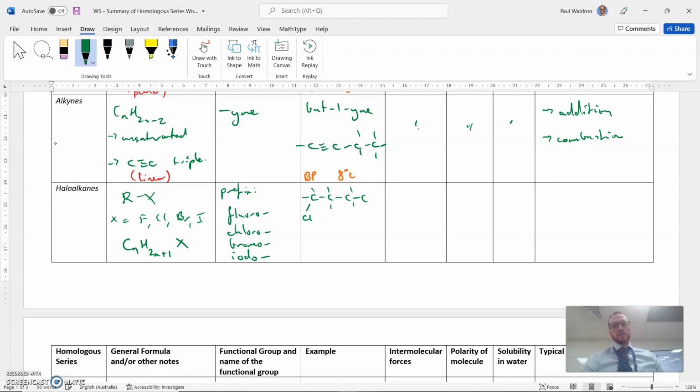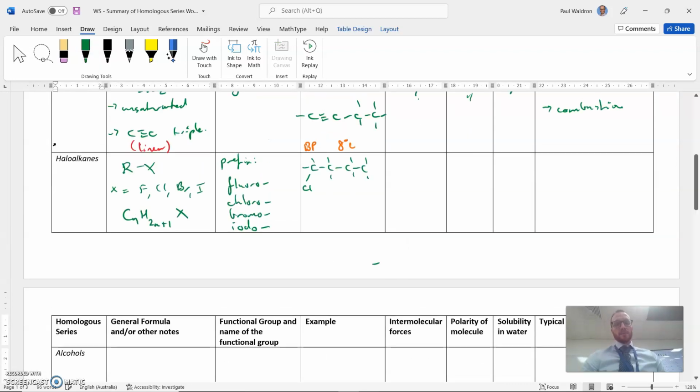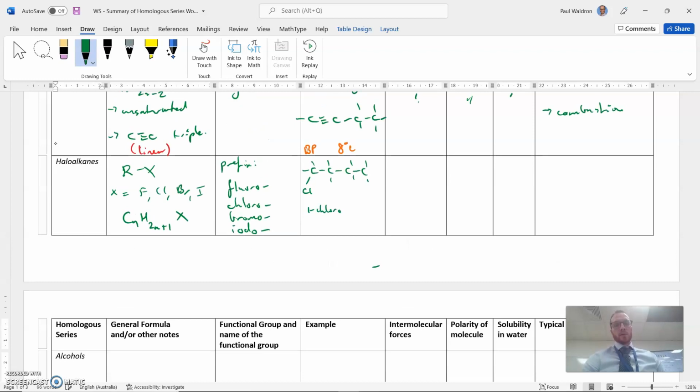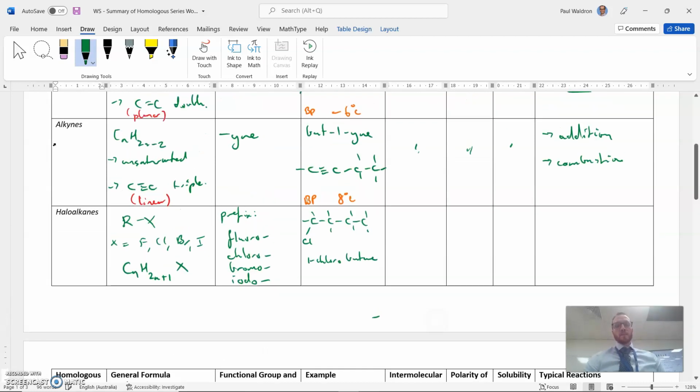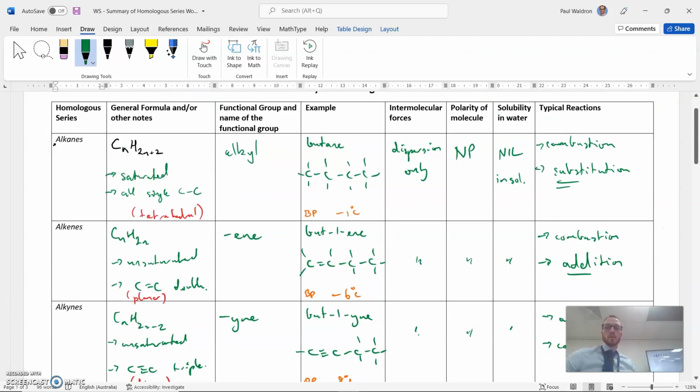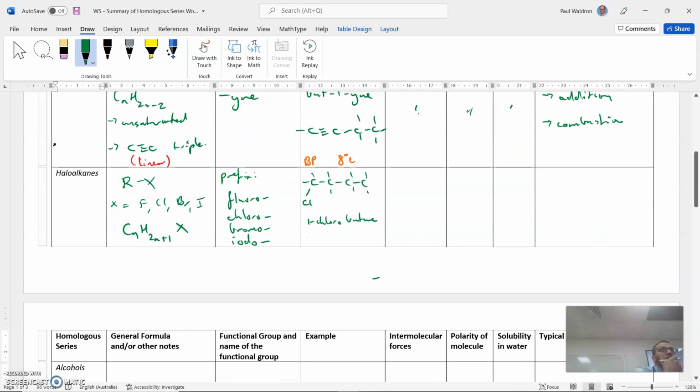And a simple example. Put a chlorine there. So my example is 1-chlorobutane. Now, intermolecular forces. Yeah, intermolecular forces between chlorobutane molecules. What would they be? What's the most significant form of intermolecular force? Jacob, you can answer this. What is the most significant intermolecular force between haloalkanes? Most significant. Dipole. It's correct.